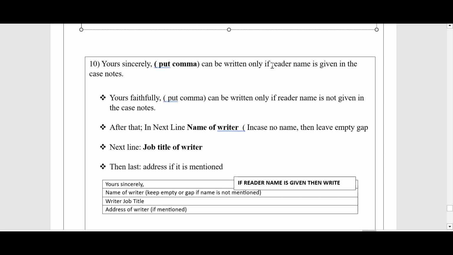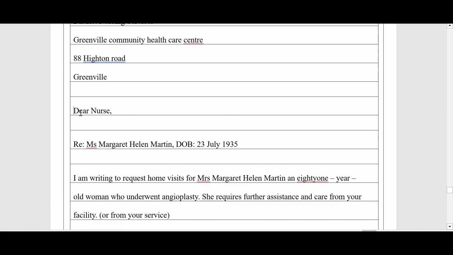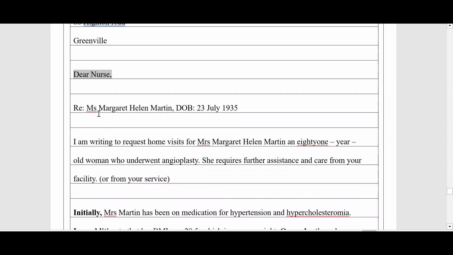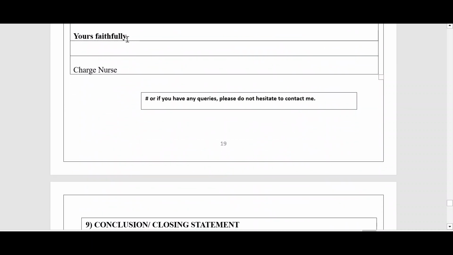It can be written only if the reader's name is given in the case note. Which is the reader's name? The reader's name is this one, Dear. Salutation: if any name is there, then Sincerely. If the name is not there, Faithfully. And the comma should be there after Faithfully or Sincerely.